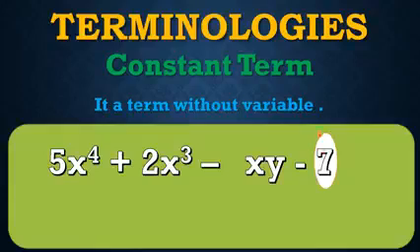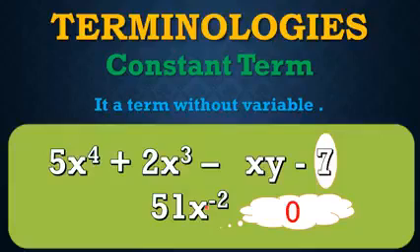Example. 51x raised to negative 2. So what is the constant term of 51x raised to negative 2? Wala. Okay? Kasi yung 51x raised to negative 2, meron siyang variable involved, and that is your letter x. Therefore, the constant term is 0. Pag ganito yung example ng algebraic expression na walang number na may kasamang letter, okay, that means your constant term is equal to 0.